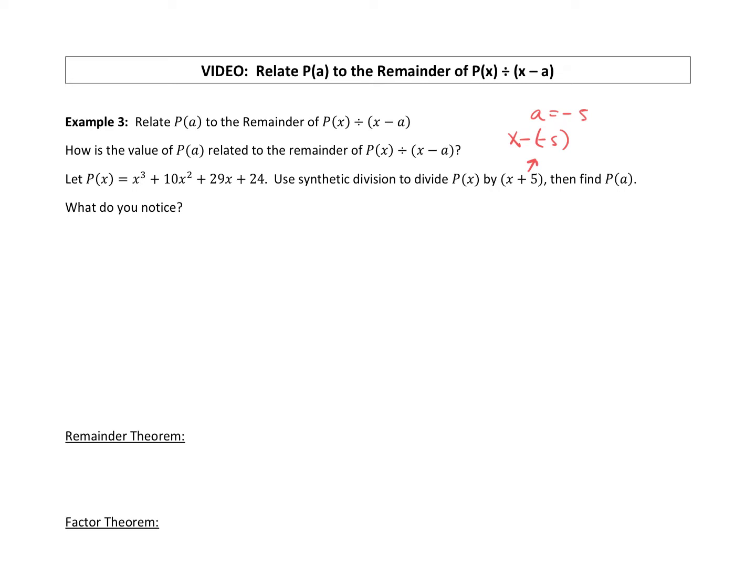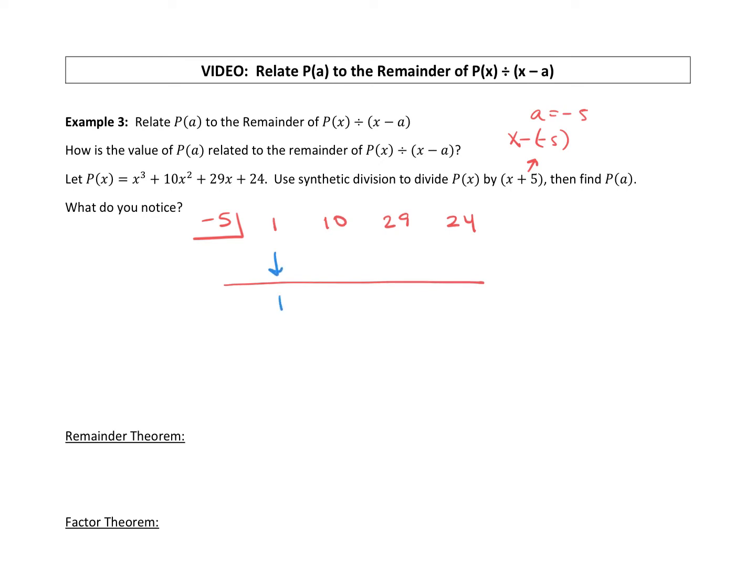So when we set up our synthetic division, we're going to put negative 5 in our little box in the corner. We're going to write out the coefficients of our dividend. Let's make sure we're not missing any terms. We have x to the third, x squared, x to the first, or constant. So we have all of our terms. When we write out the coefficients, we have a 1 with the x cubed, a 10 with the x squared, a 29 with the x, and a 24 as our constant term. Leave space to write some numbers below this, draw a line, and let's start our synthetic division.